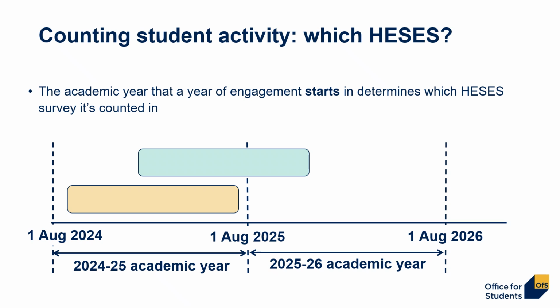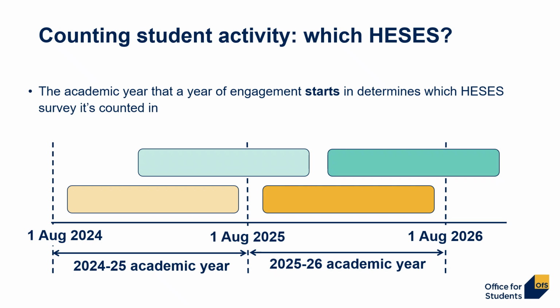However, both students started their courses in the 2024-25 academic year and are continuing on to their second years in the 2025-26 academic year. So what gets recorded where? Well, the first student's first year of engagement started in academic year 2024-25, so it would have been recorded in HESIS 24.